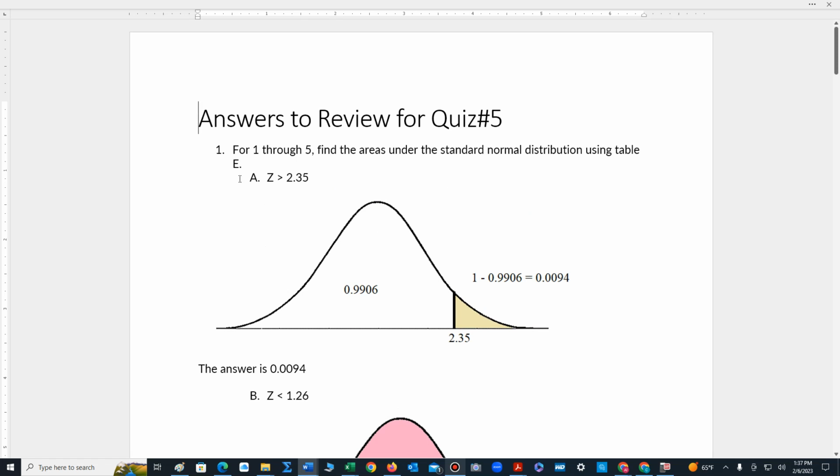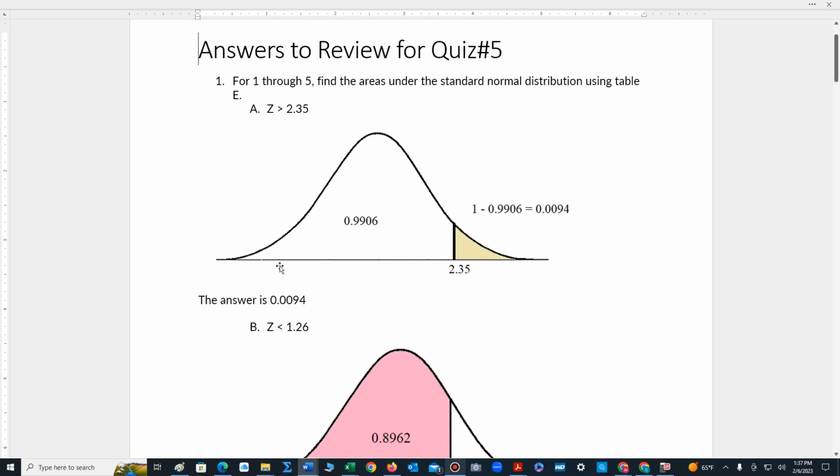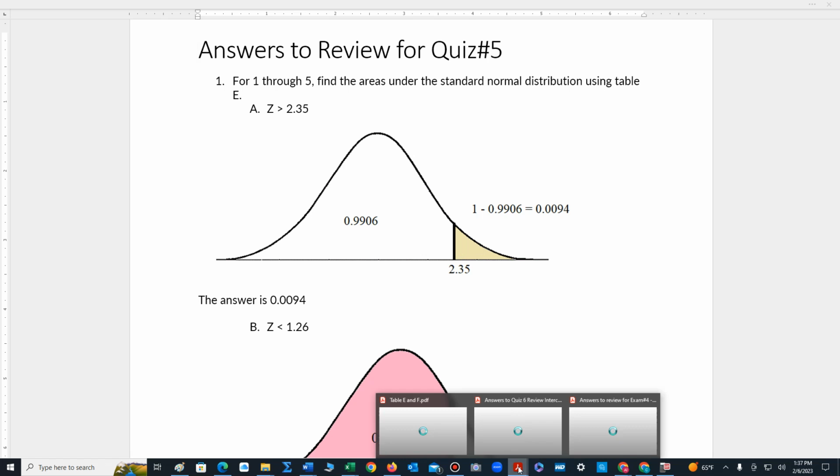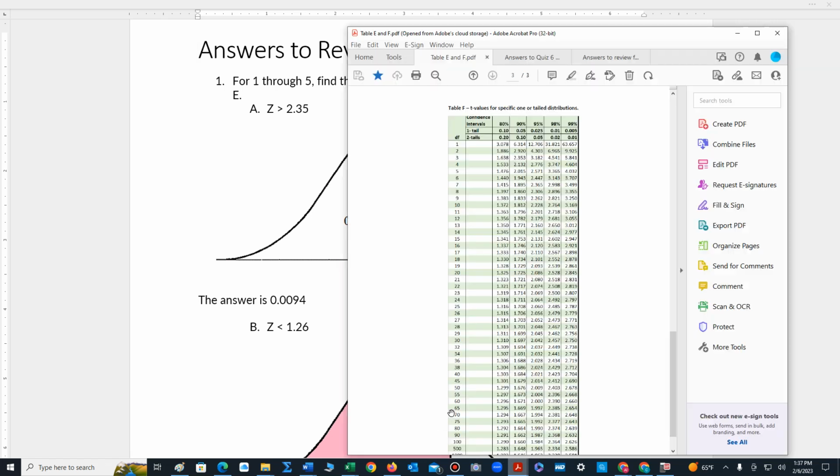So, part A for number 1 is asking us to find the area to the right of the z-value 2.35. Now, to do this, we draw the standard normal distribution. Remember, at the center is the mean 0, and 2.35 is on the right side, so we have to find this tail area. To look up that tail area, we need to turn to table E.